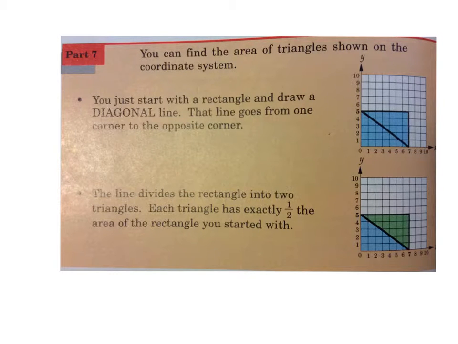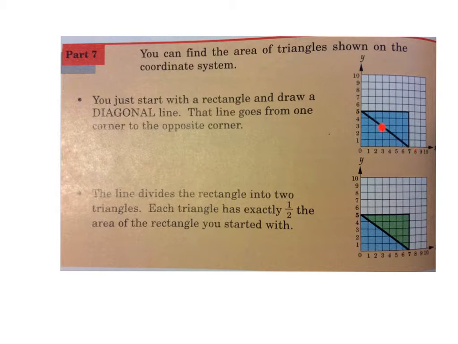This is the part from the textbook that explains what you're going to be doing in the workbook. So you can either follow along on the screen with me, or you can open your book to lesson 74, part 7. So follow along while I read. It says that you can find the area of triangles shown on the coordinate system. So remember, the coordinate system is the grid where we've got our x-axis and our y-axis. And it says that you start with a rectangle and draw a diagonal line.